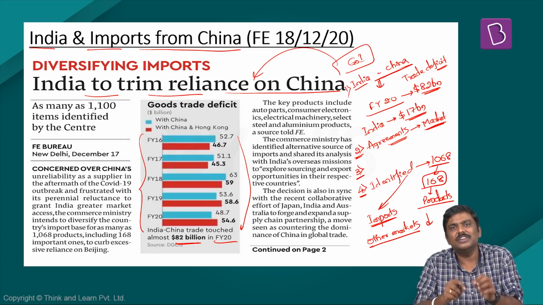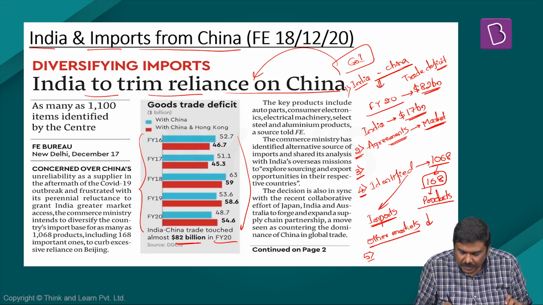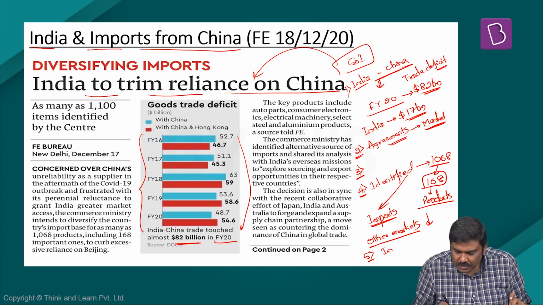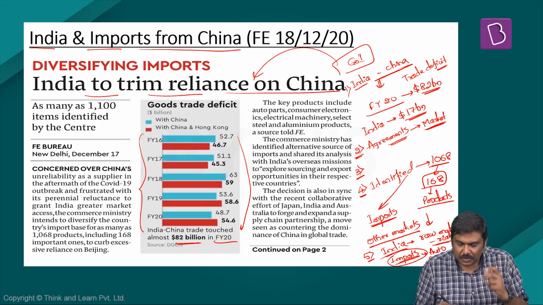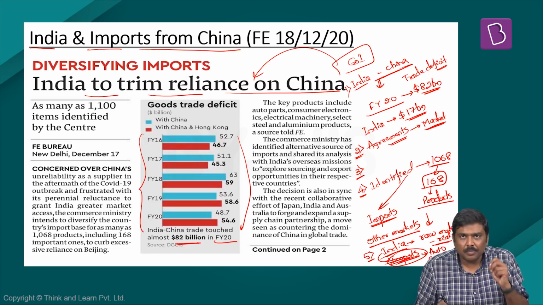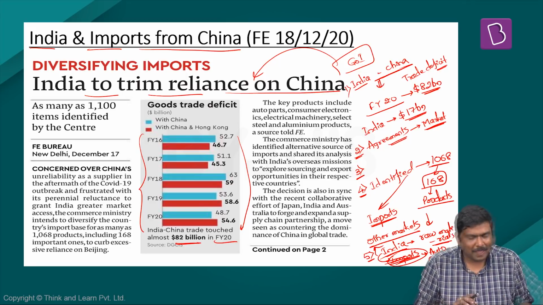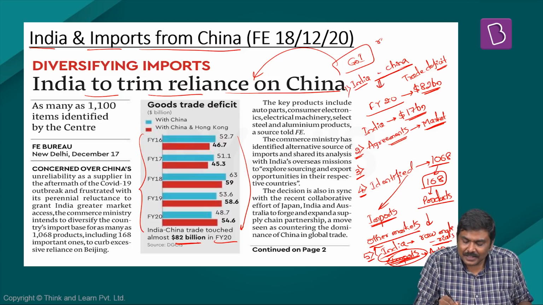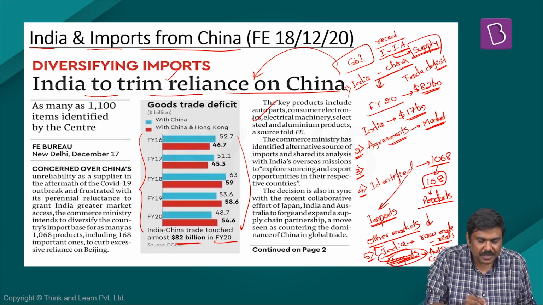Now there is a need to do the feasibility study. Next, a very important point discussed in the article: India exports low value raw materials to China, whereas it imports key products such as auto parts, consumer electronics, electric machinery, and so on and so forth. In simple terms, India's dependence on imports from China is very, very high. In addition to this, the article also mentions the recent initiative between India, Japan and Australia to develop a supply chain system. So these are certain very important points which are mentioned in this particular article.